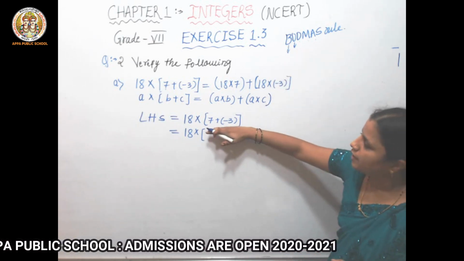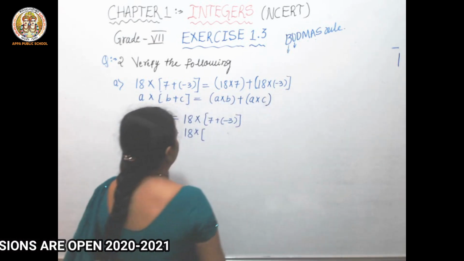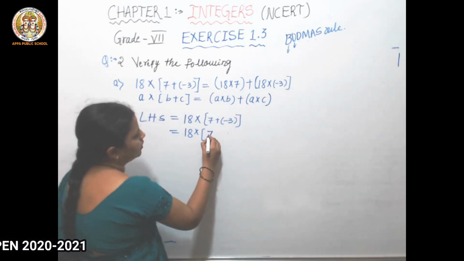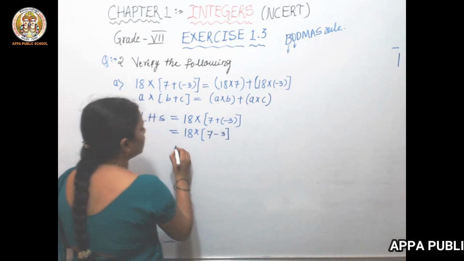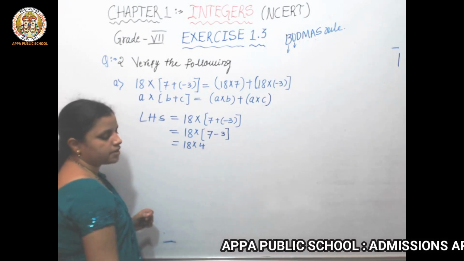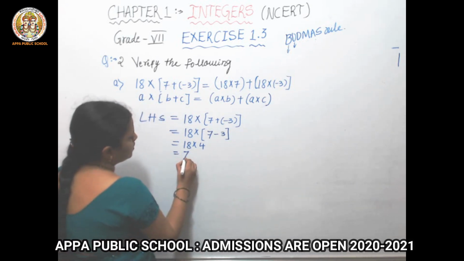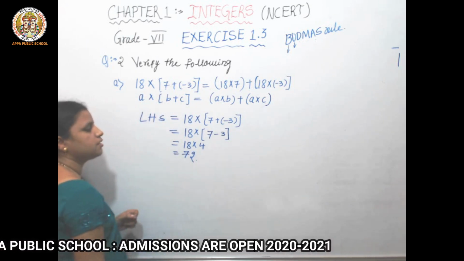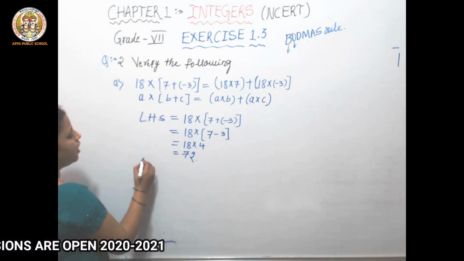According to this, we solve the bracket first. Now you see, 7 plus into minus is minus 3. Now 18 into 7 minus 3, that is 4. Now 18 fours is 72. This is related to the LHS. Next consider the RHS.